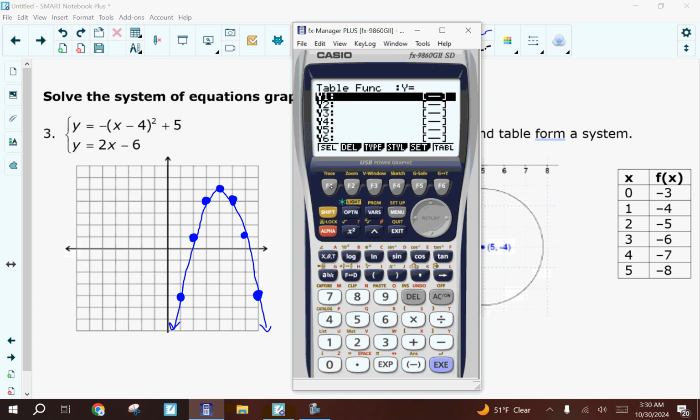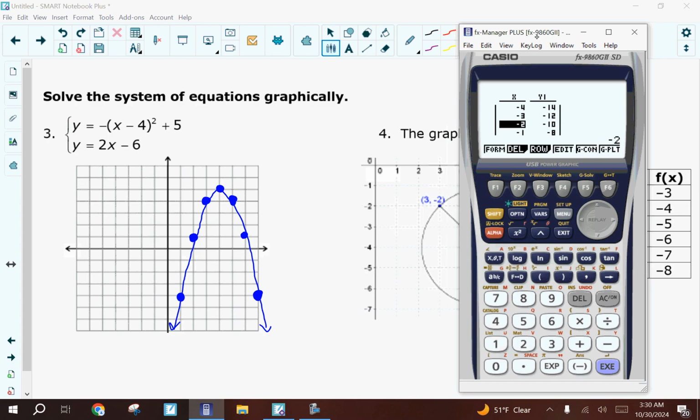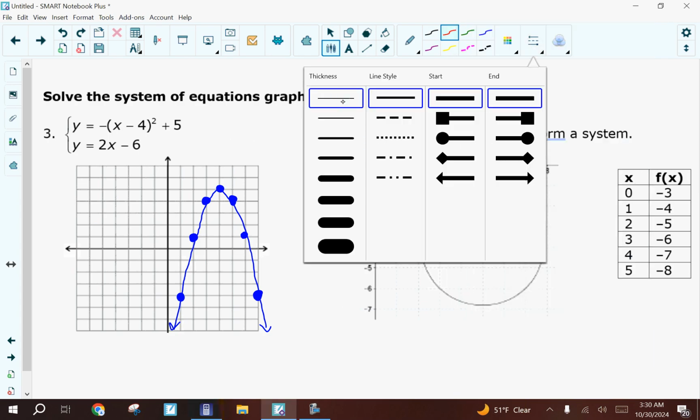Now, I'm going to go back to the equation, and I'm going to delete that one for now, and I'll put that back later. So I'll put in now 2x minus 6. And I look at the table. These numbers are way too big, so I'm going to scroll down until I can get it to fit. So -2, -10 looks like it's the first one. I'll do this one in red.